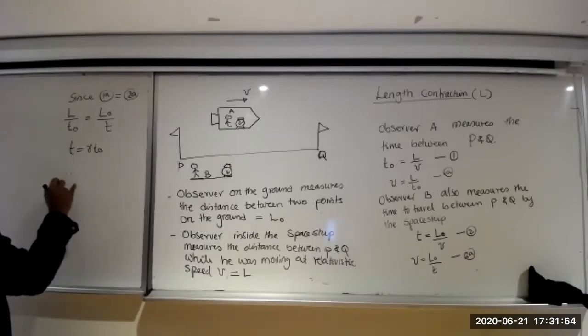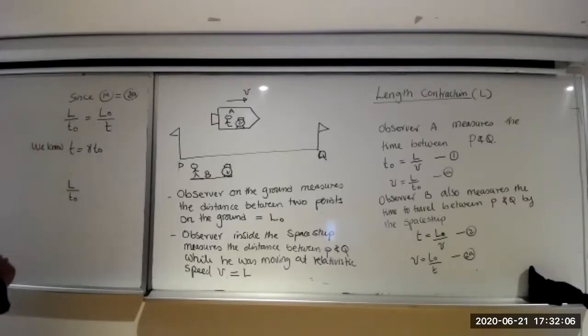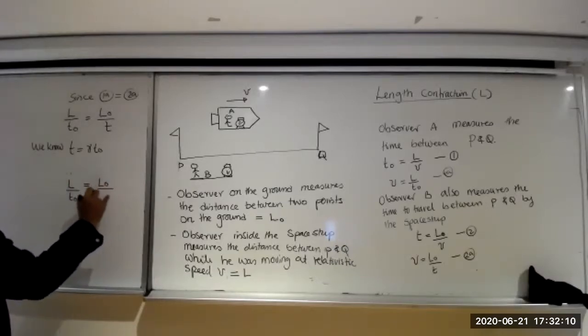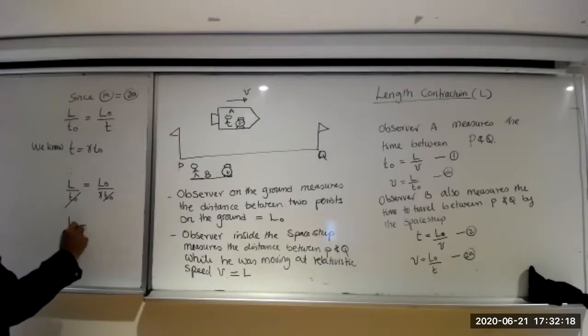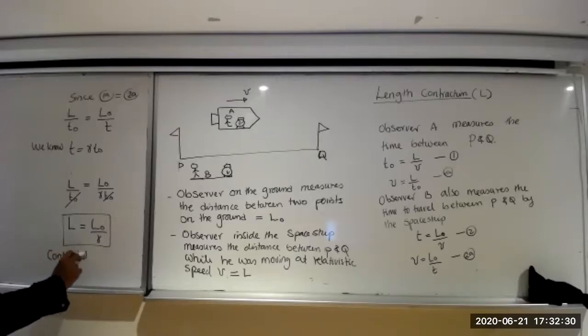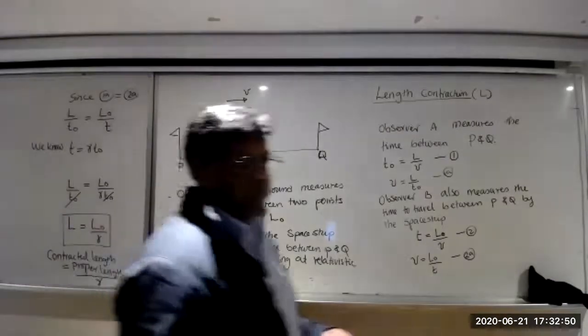Therefore, you can say L over T naught, so the contracted length is the proper length divided by gamma. Contracted length is always shorter. Proper length is the length you measure where the object is at rest or in the same frame of reference as the observer. Proper length divided by gamma.